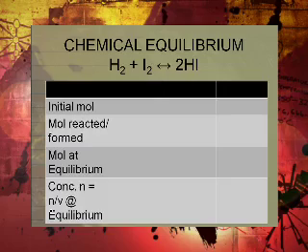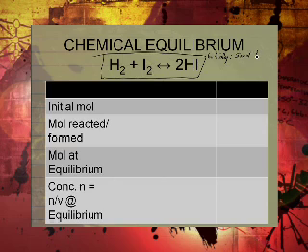Now, let's go back to it. Here is our chemical equation, and we are told that initially, at the beginning, we have got 5 mole H2 and we've got 6 mole I2, and we are told that at equilibrium you've got 4 moles HI, hydrogen iodide.